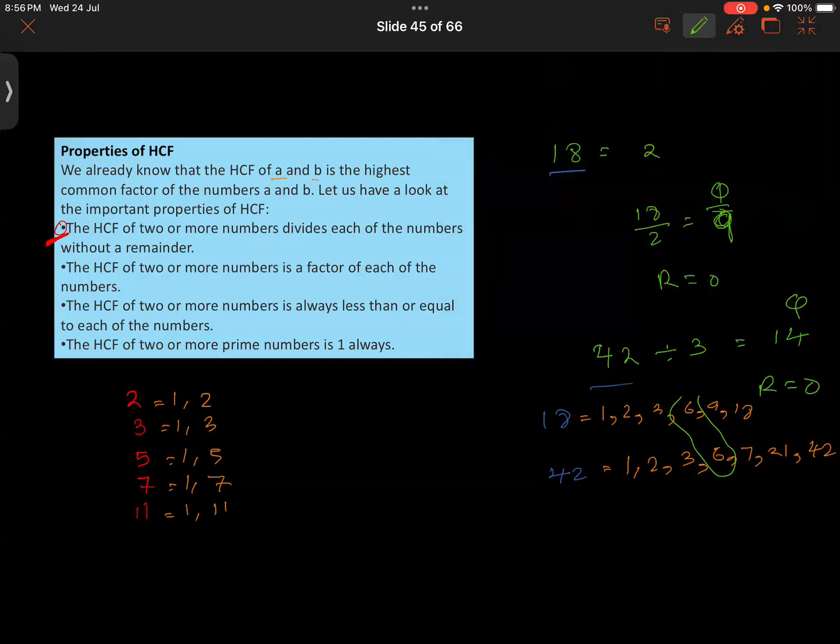The only common factor, or we can say the highest common factor of these prime numbers, is what? Observe it. What is the common factor of these prime numbers listed over here? 1. Of course, it is 1. So in every case, whenever you have two or more than two prime numbers, the HCF will be 1. So that is another property of HCF which we have learned.